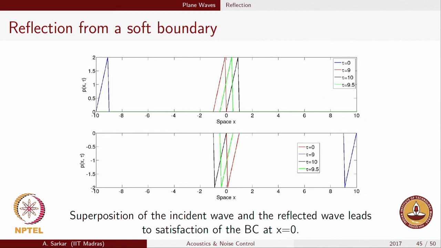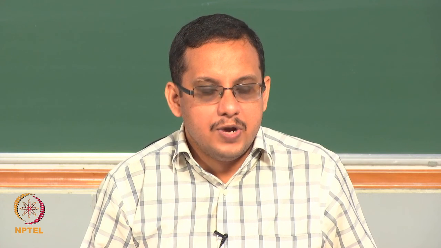There has to be both an incident and a reflected wave, because the incident wave in isolation will not be able to satisfy the boundary condition. The reflected wave will be induced such that it exactly nullifies the effect of the incident wave, and in totality the incident wave and the reflected wave will create a condition whereby the boundary condition will be satisfied.